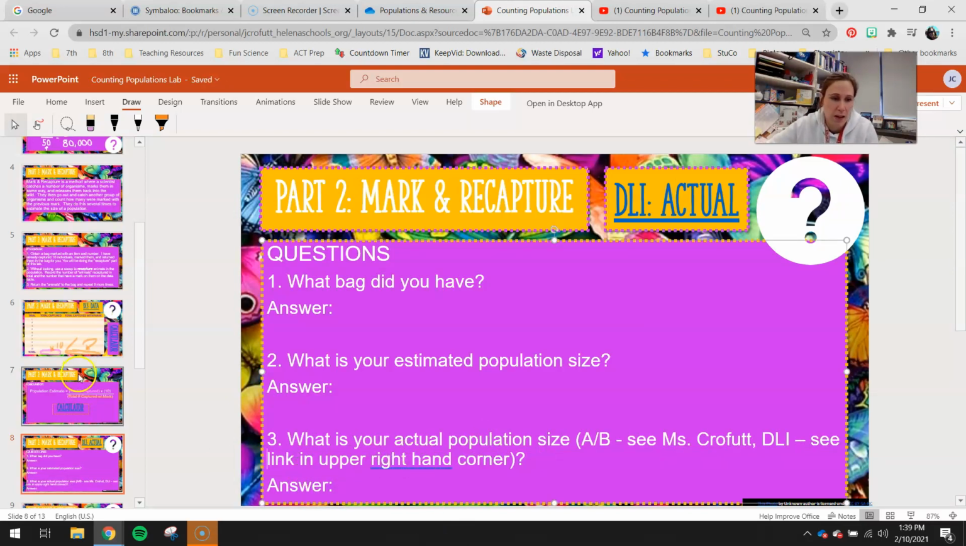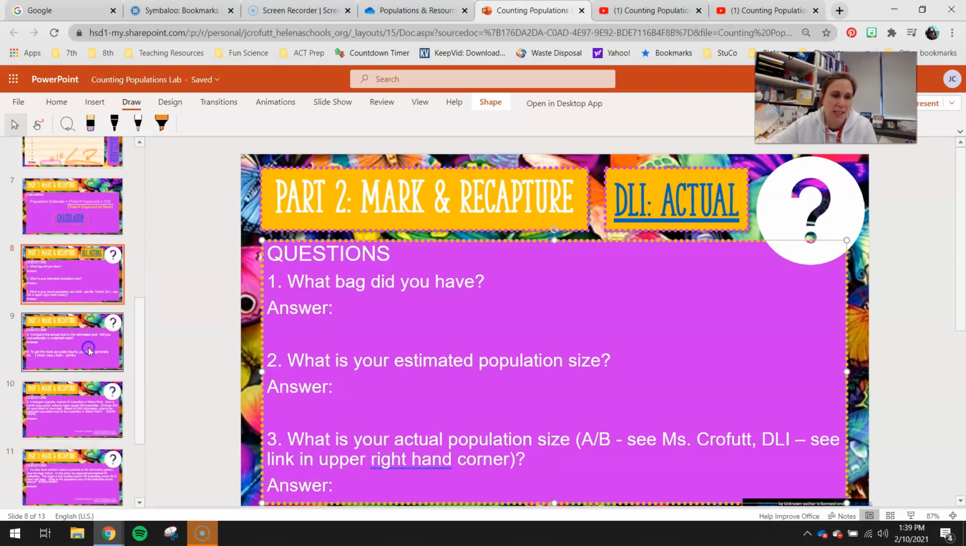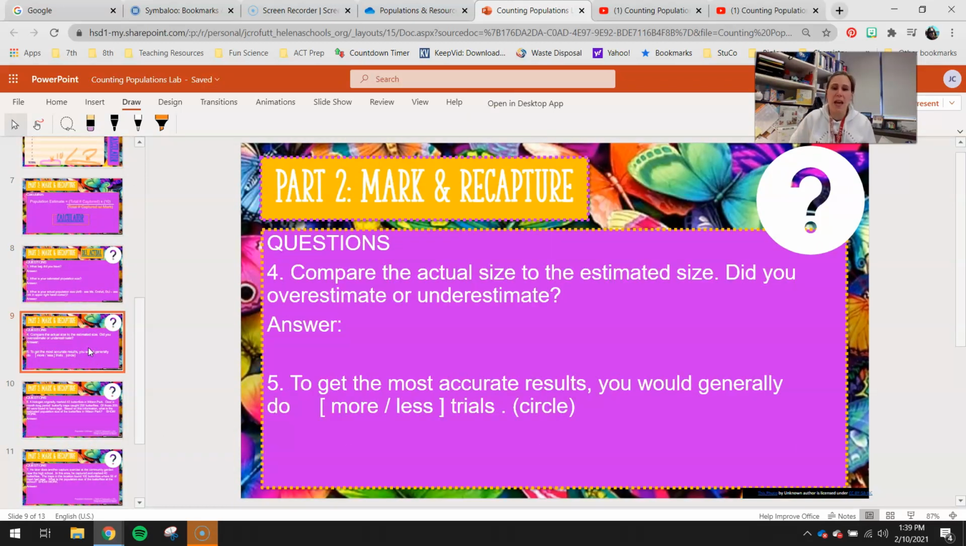Okay, all right, moving on. You have some questions to answer to finish up. Compare the actual size to the estimated size. That's on the last slide. Did you overestimate? Did you get too much of an estimate, or was it under your actual? And then circle for this one: to get the most accurate results, would you generally do more or fewer trials? Circle either more or less.